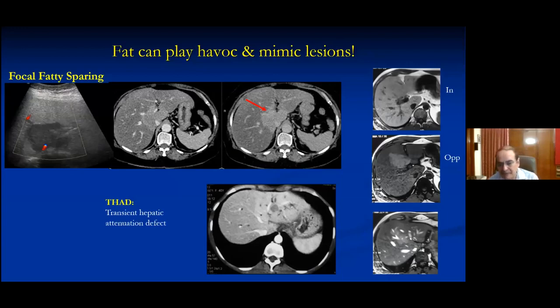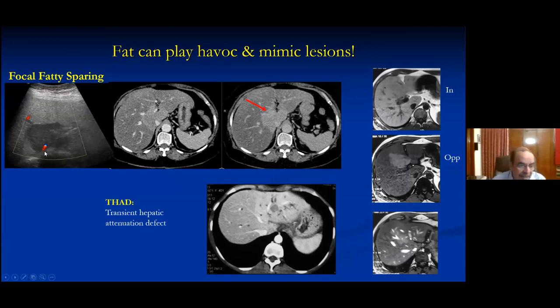More often you get diffuse fatty infiltration, right? When the liver becomes hypodense on CT and becomes very bright on a T1 weighted image on MR. Remember, MR can also be used to quantify fat, but that's a topic for another day, where there are methods by which you can quantify the amount of fat in the liver.